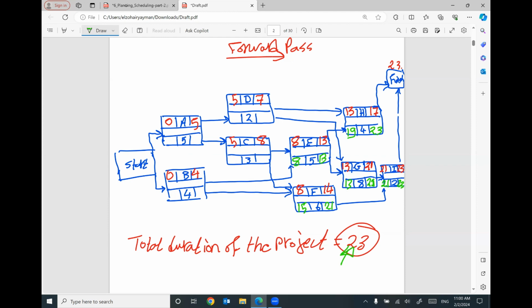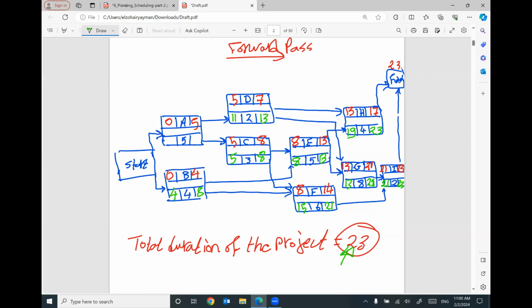For activity D, we have two arrows coming back, one with 13, one with 19. I'm going to use the smallest one, which is 13, minus 2 will be 11. For activity C, we have two arrows coming back, one with 15, one with 8. I'm going to use 8 minus 3 will be 5. For activity B, I have two arrows coming back, one with 8, one with 15. I'm going to use 8 minus 4 will be 4.